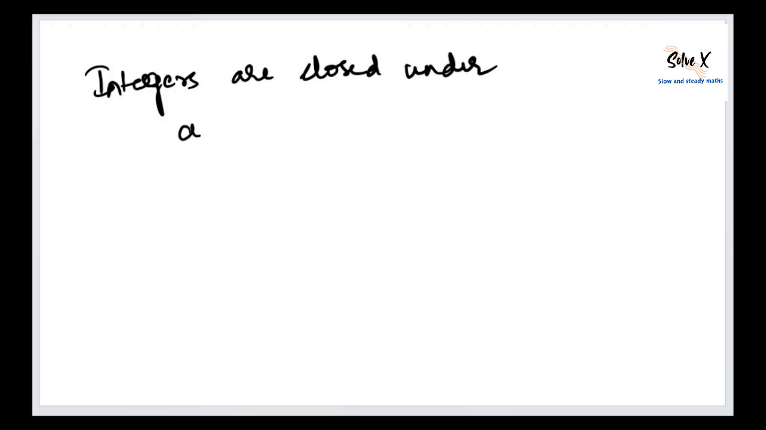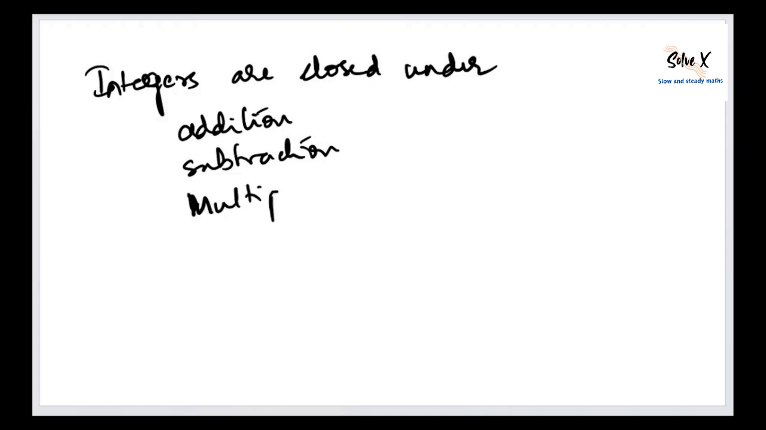So what we got to know? Integers are closed under addition, subtraction, and multiplication. Not closed under division. Okay, clear? Okay. Now we'll check the same closure property for rational numbers.